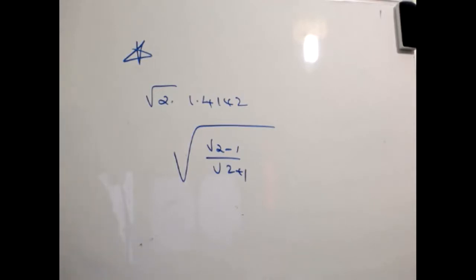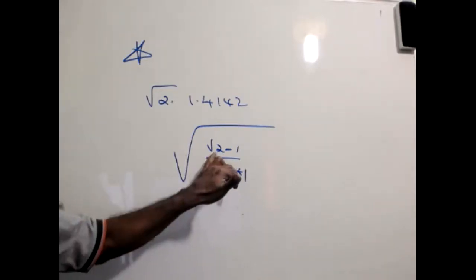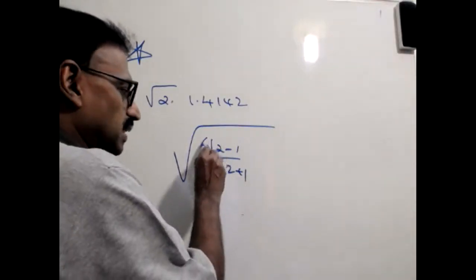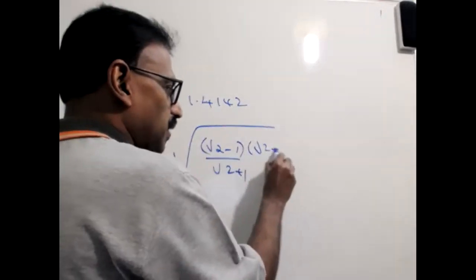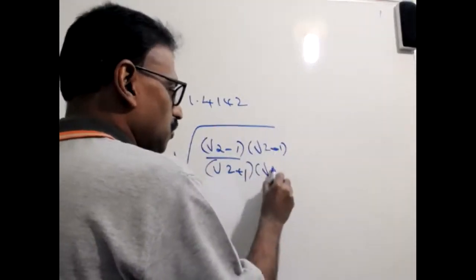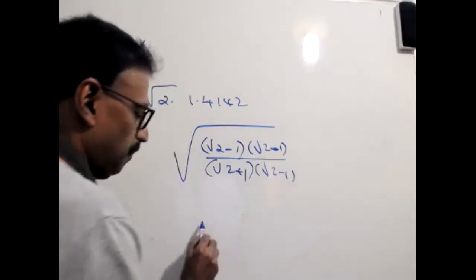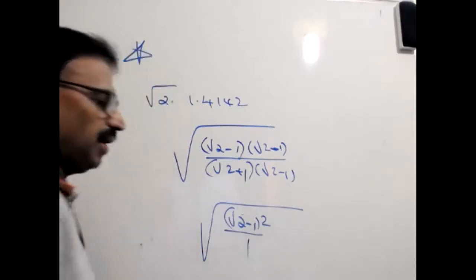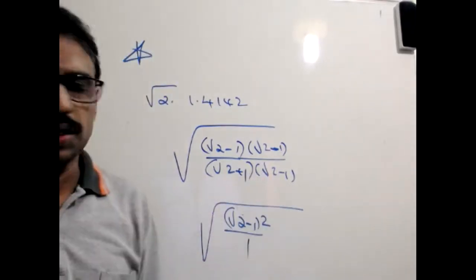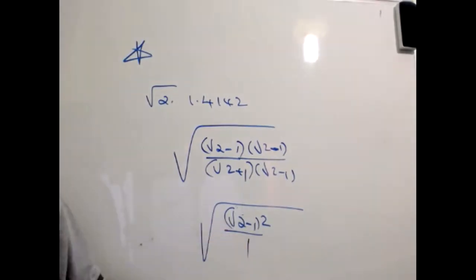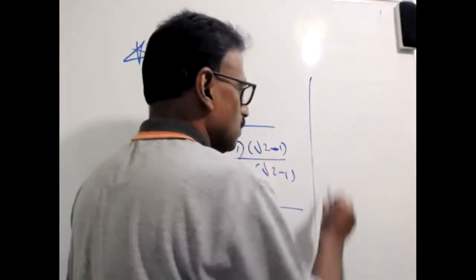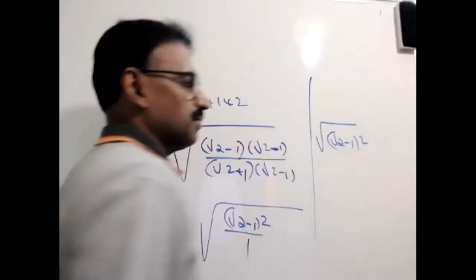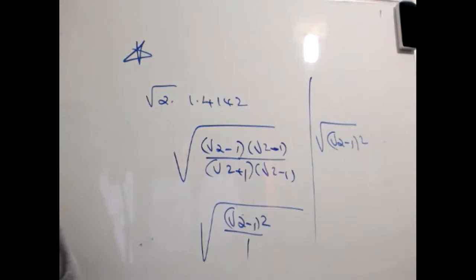Maybe you have the temptation to apply root 2 here, but you never get it. Listen now. First of all, rationalize this one. Root 2 minus 1 into root 2 minus 1. In a big root, root 2 minus 1 whole square by 1. Why 1? Root 2 squared is 2, 2 minus 1. So that is the root of root 2 minus 1 whole square. What is this?